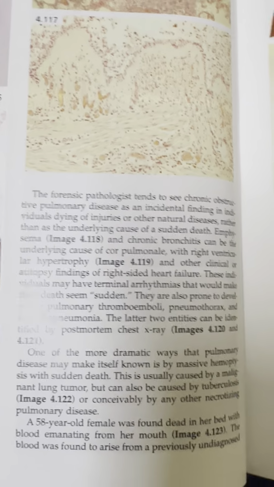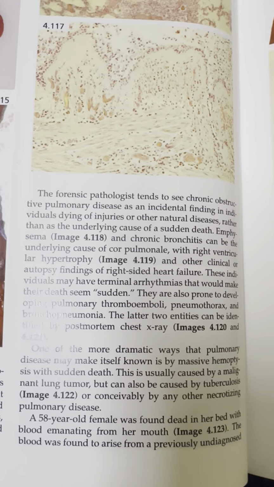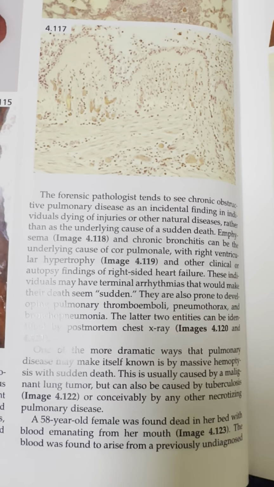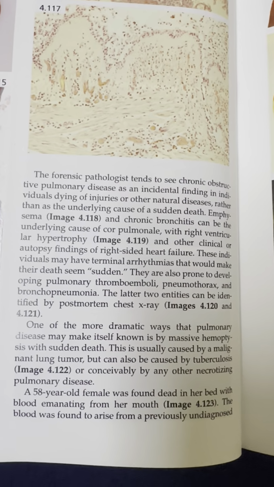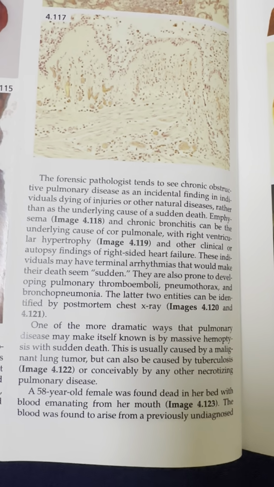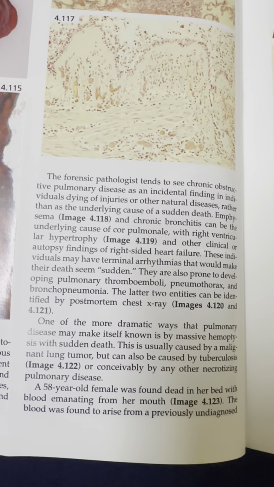Forensic pathologists tend to see chronic obstructive pulmonary disease as an incidental finding in individuals dying of injuries rather than the underlying cause of death. Emphysema and chronic bronchitis can be the underlying cause of cor pulmonale with right ventricular hypertrophy.